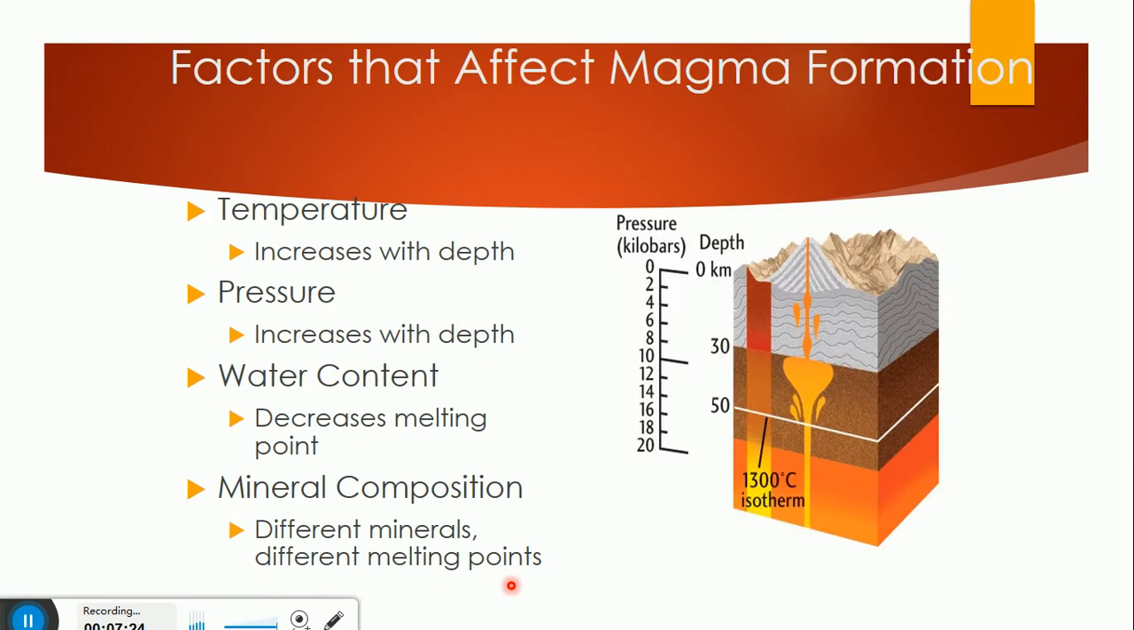Factors that affect magma formation: temperature increases with depth, and pressure increases with depth. The normal thermal gradient beneath the earth's surface is 1.5 degrees centigrade per 3 kilometers. Water content: when water is present in a mineral, it decreases the melting point. And mineral composition: different minerals form at different temperatures and pressures.